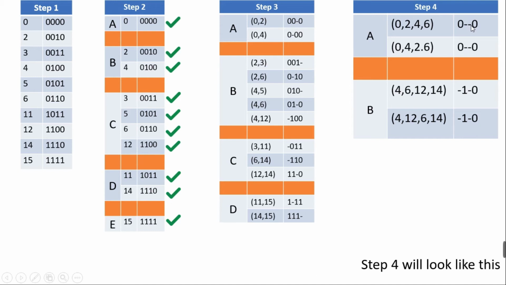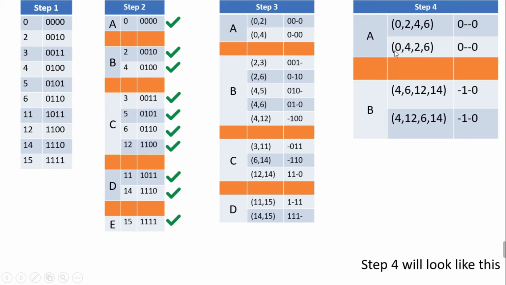So the previous dash will stay as it is, and we'll put a new dash at the new difference we're getting at this step, and the other bits will remain unchanged, right? So 0 2 4 6 will produce a result of 0 dash dash 0. All right, so let's move on to our next step.